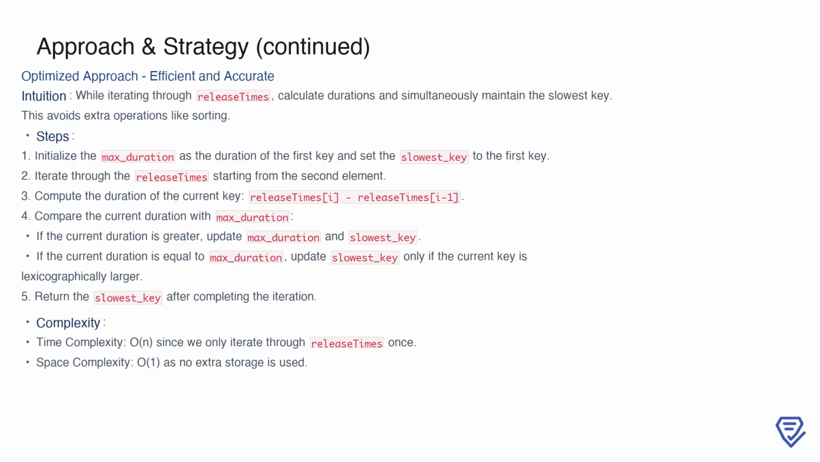At the end of the iteration, we return the slowest key. This approach is efficient, with a time complexity of O(n) and a space complexity of O(1), as it avoids unnecessary operations like sorting while handling tie-breaking seamlessly.